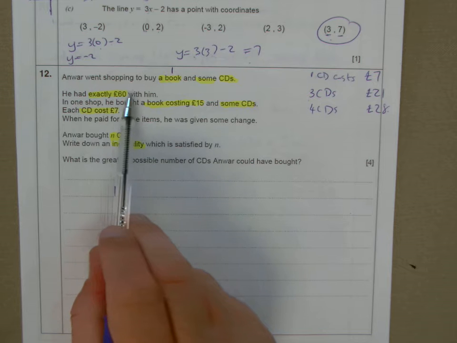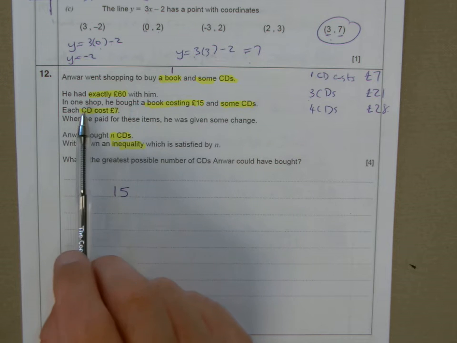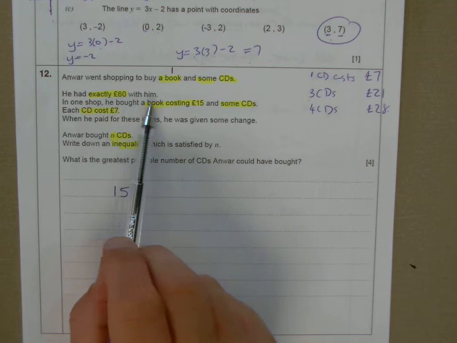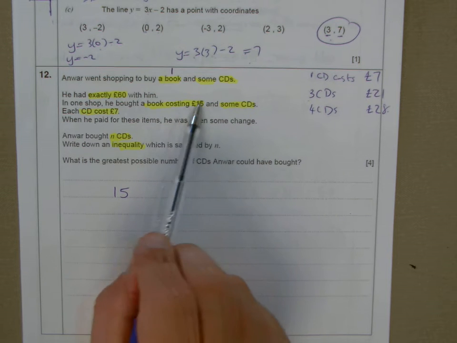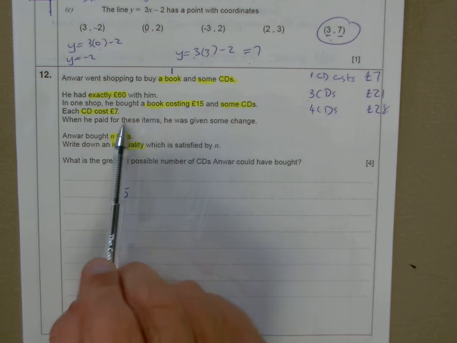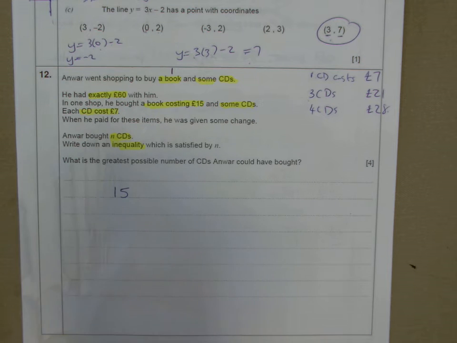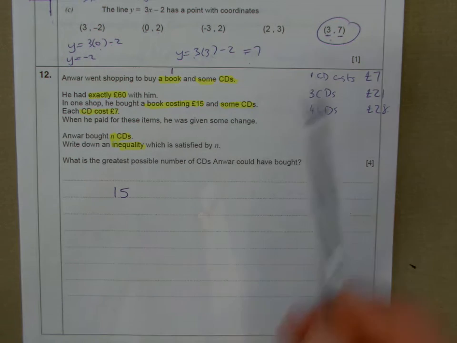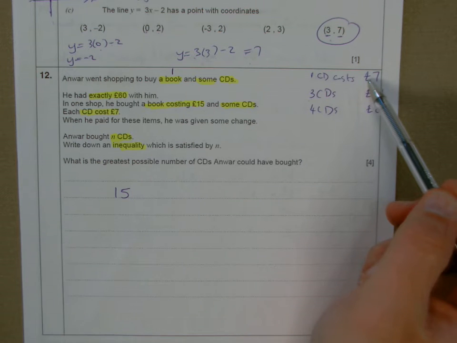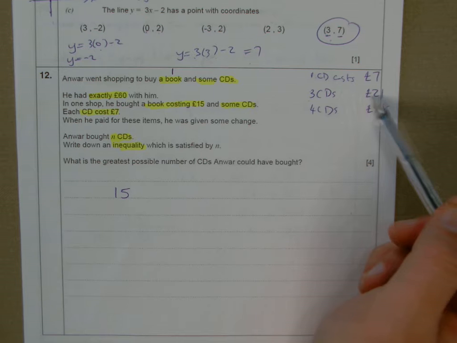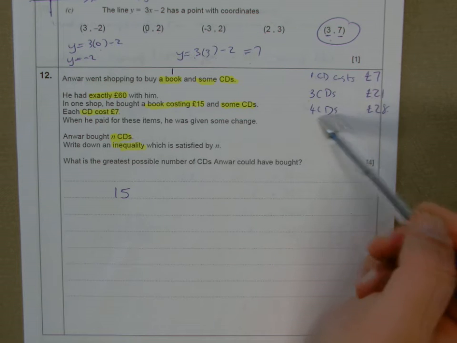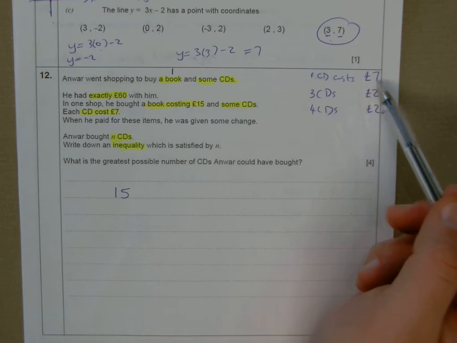Now he had exactly £60 with him. In one shop, he bought a book costing £15 and some CDs. So there's his book there, which cost £15, and each CD cost £7. Okay? Now, what I thought of here, well, if he bought one CD, it would cost him £7. But if he bought three CDs, it would be £21, wouldn't it? You just triple it. Or if you bought 4 CDs, it'll be £28.